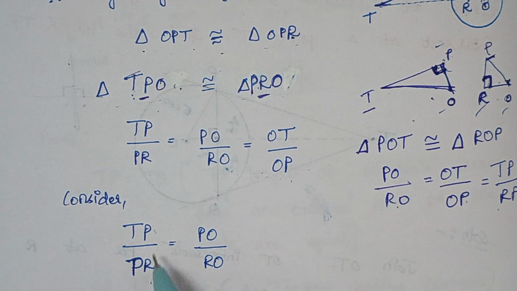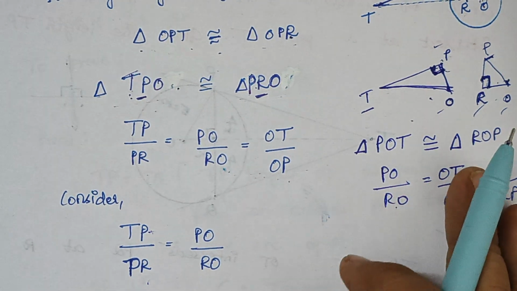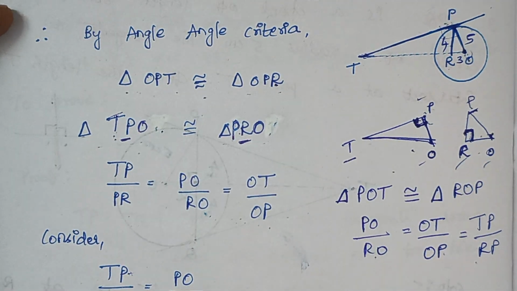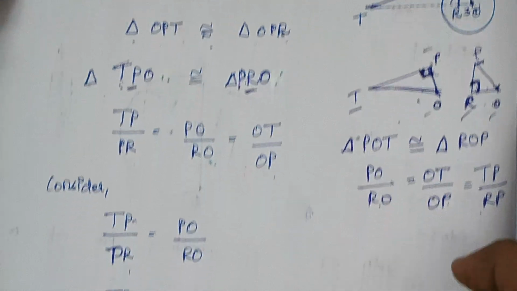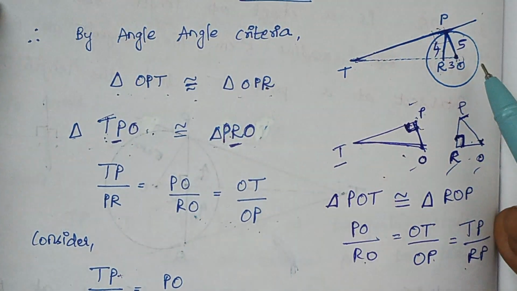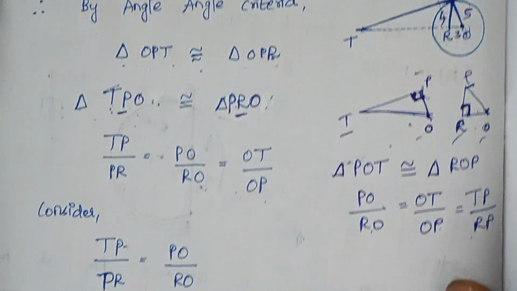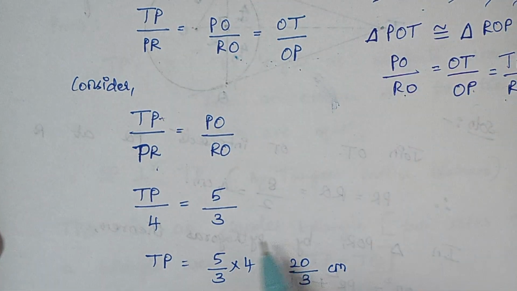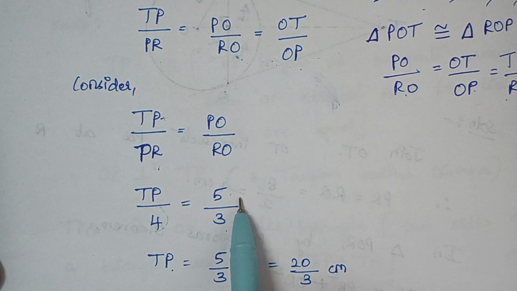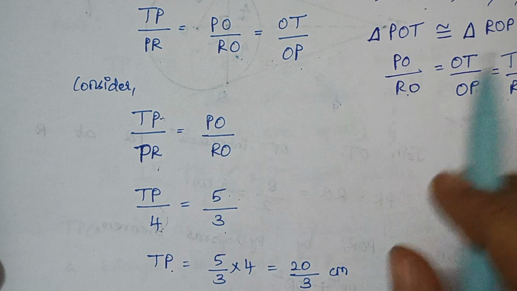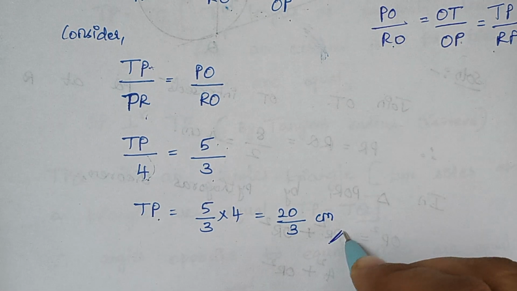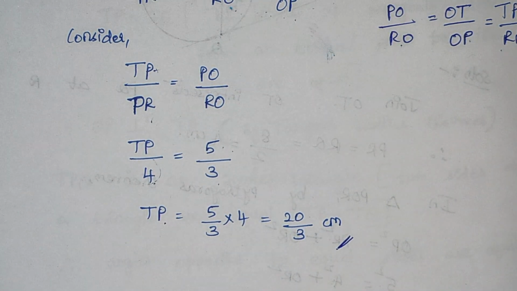So TP by PR: TP we need to find, and what is the value of PR? Here you see the value of PR is 4, so write it as 4. And what is OP? Here OP is 5 and OR is 3. So it is 5 by 3. When you move this 4 to the right hand side, it occupies the numerator. So 5 by 3 into 4, therefore the value of TP is 20 by 3 centimeters.